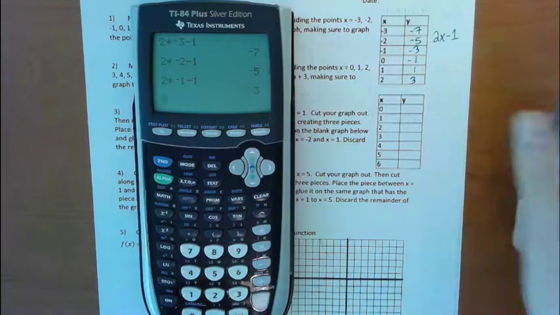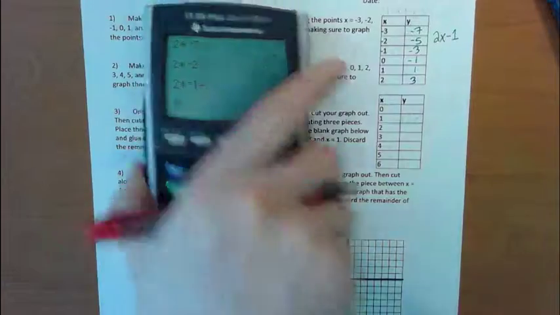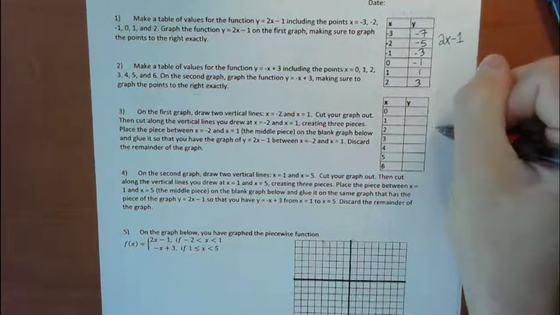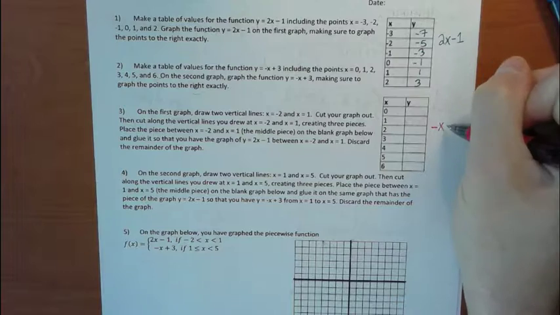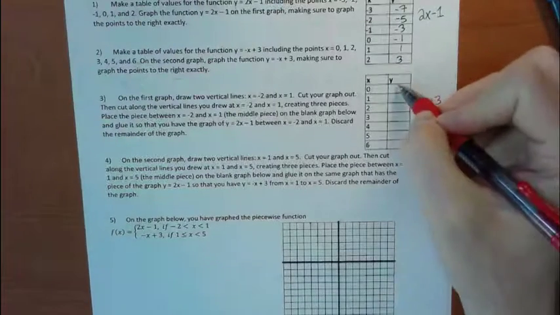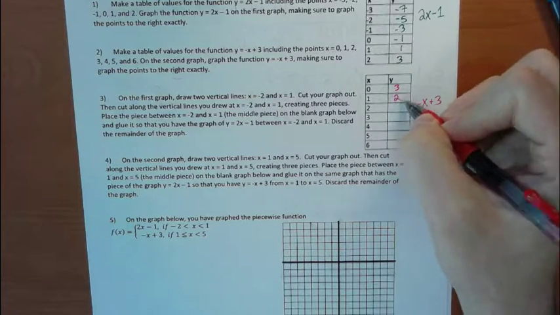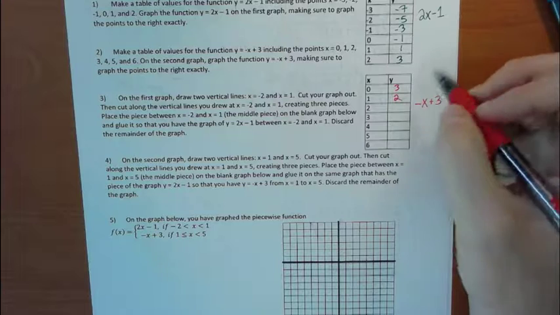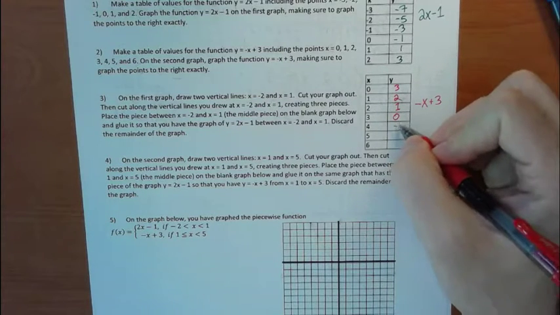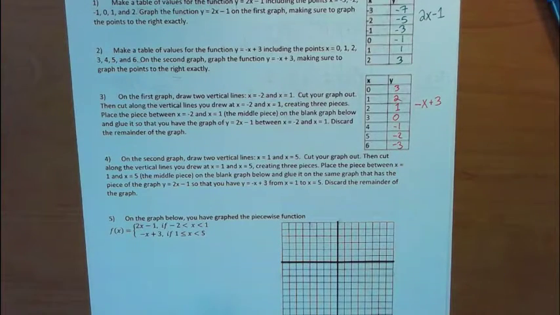And then our next one we can do in a different color. Our next function, if we move our calculator, is negative x plus 3. So that's what this table right here is going to be, negative x plus 3. So we can fill that in. We got 3, negative 1 plus 3 is 2. Negative 2 plus 3 is 1. And we're going to be just going down by 1 each time. And we have filled in our whole table.